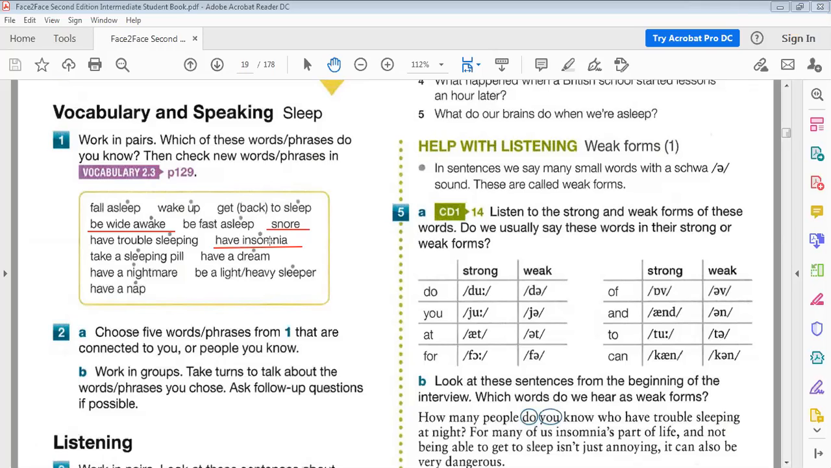Now, to have insomnia, this is the meaning of sleepless night. So if you can't sleep at night, this means you have insomnia. So insomnia is inability to sleep. It means you can't sleep. You want to, but you can't. أرق يعني. Yes, this is the meaning of insomnia.